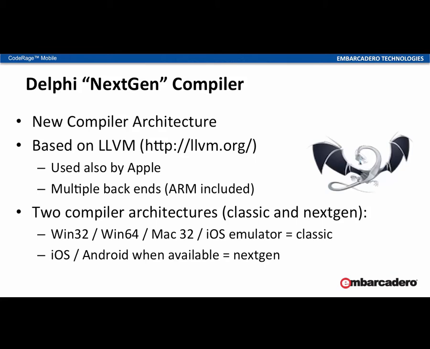So the important thing to keep in mind is that we are talking about this next generation compiler, but actually Delphi XE4 ships with two different compiler architectures. The Win32, Win64, Mac and iOS emulator compilers are all based on the classic architecture, although the iOS emulator compiler shares a number of features, including ARC, the new memory management, with the NextGen compiler. And then for iOS today, and Android when available, we are using the NextGen, the LLVM architecture.